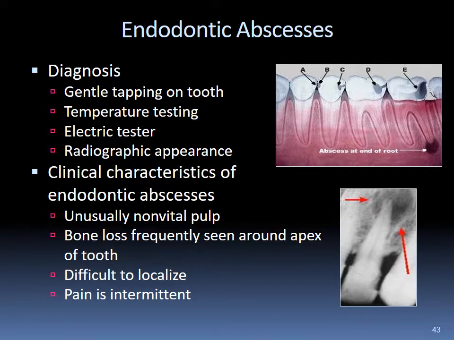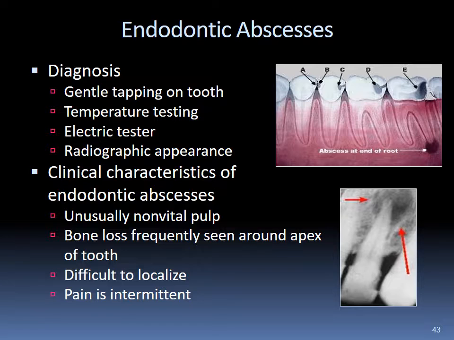Endodontic abscesses can be diagnosed by gently tapping on the coronal part of the tooth. Temperature testing and electric testers are also used to determine the vitality of a tooth. Radiographs can be used to identify an abscess, but in the early stages of endodontic abscesses, radiographic evidence may not be present.